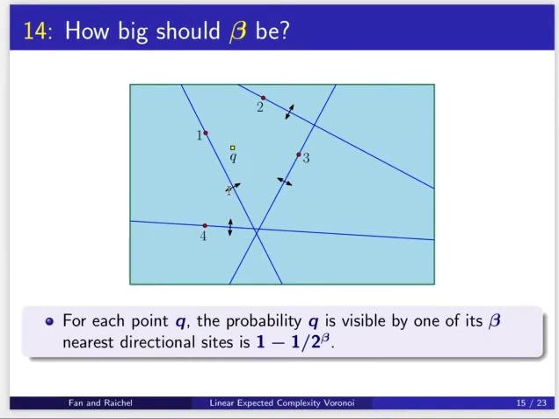For each point Q, the probability that Q is visible by one of its beta least directional sites is 1 minus 1 over 2 to the beta. The explanation is as follows: Q is visible by each set with probability 1/2 independently, so Q is not visible by any of the beta sets with probability the product of 1/2, beta times. Then the complement is 1 minus 1 over 2 to the beta.